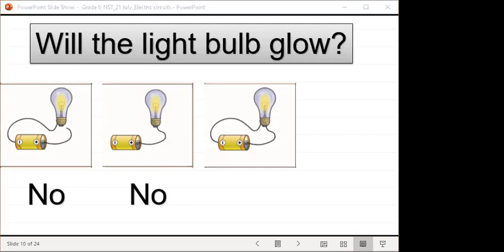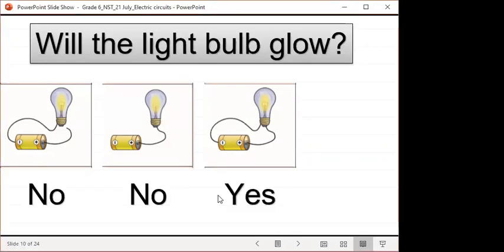Right, Malu? Yes, ma'am, it will. Okay, why will it glow? Ma'am, because both wires are connected to the battery. All right, beautiful. Thank you very much, Malu. All right, there we go. Okay, I see you keeping your hand up. All right, I'll give you the last one.